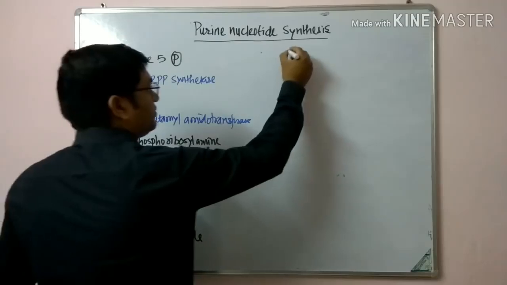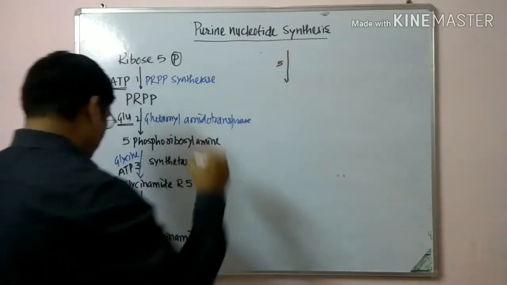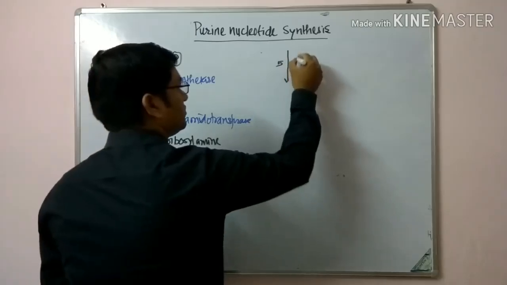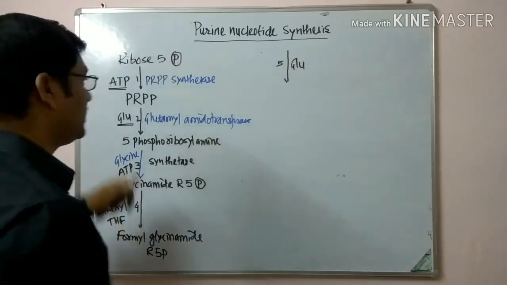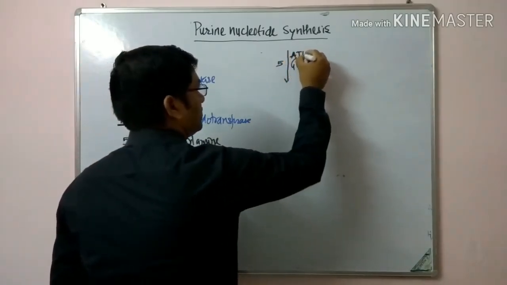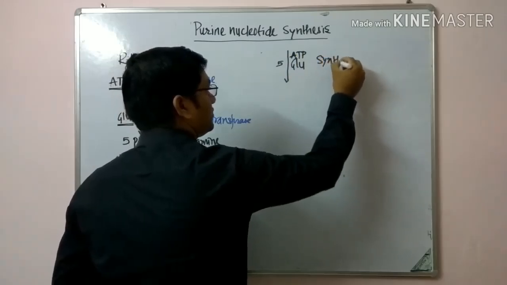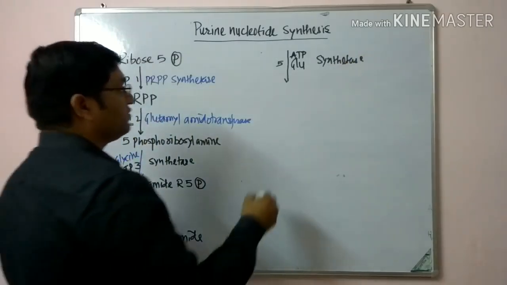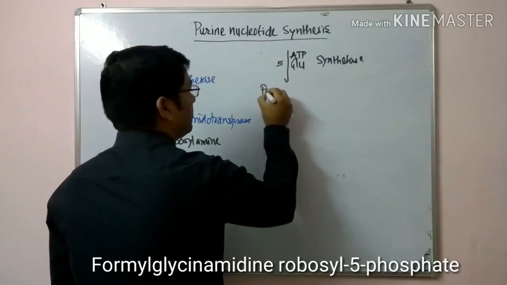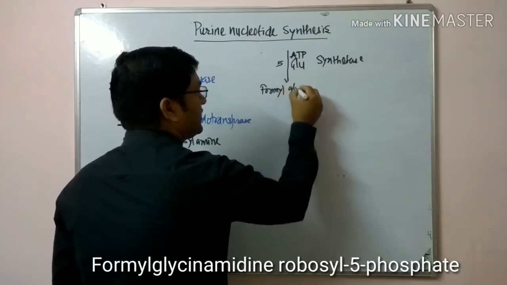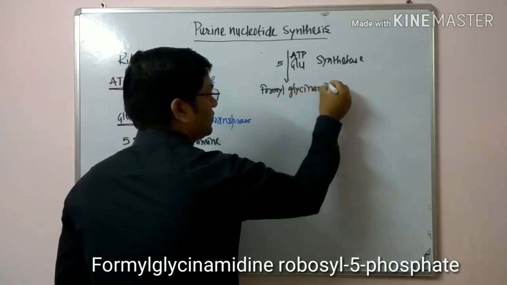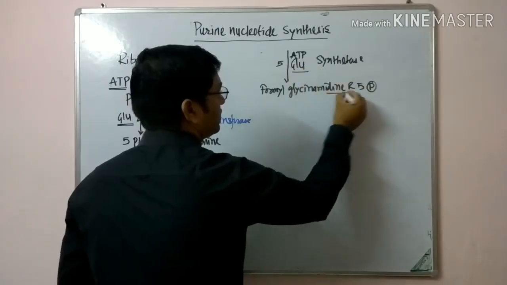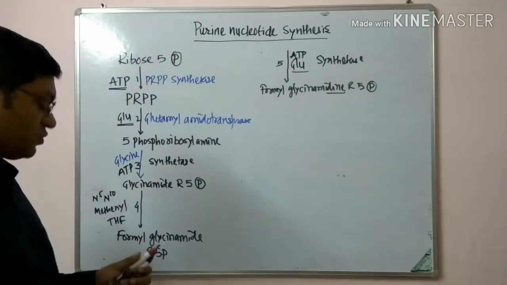In the fifth step, this formyl glycinamide ribosyl 5-phosphate, there is glutamine and also ATP. So the enzyme is synthetase. So this formyl glycinamide ribosyl 5-phosphate is converted into formyl glycinamidine ribosyl 5-phosphate. So there is an amino acid, so here glycinamidine ribosyl 5-phosphate.